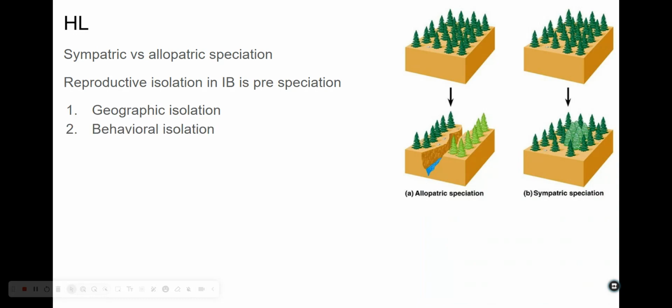Behavioral isolation is another one where they have slightly different behaviors, so they don't recognize each other and they stop mating, and over time they accumulate enough differences to be a separate species. Temporal isolation is when the timing for reproduction has been shifted or active time has shifted so that they no longer interact and cannot interbreed. And so those are the three main ways of causing reproductive isolation.